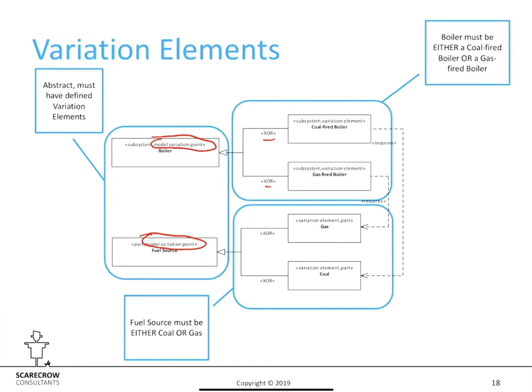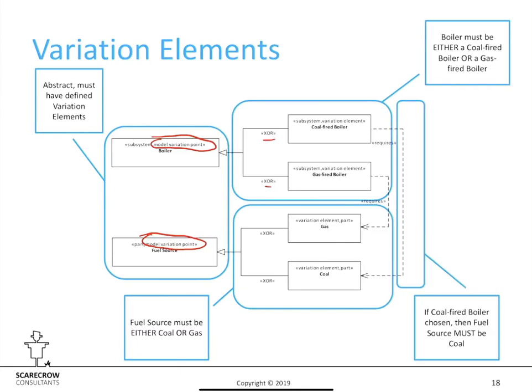And also you can put in relationships between variation elements. So the top one says, you know, if you decided that you're having a coal-fired boiler, then you have to have coal as the fuel source, and similarly, a gas-fired boiler has to have gas as the fuel source. That's what these require relationships dictate.